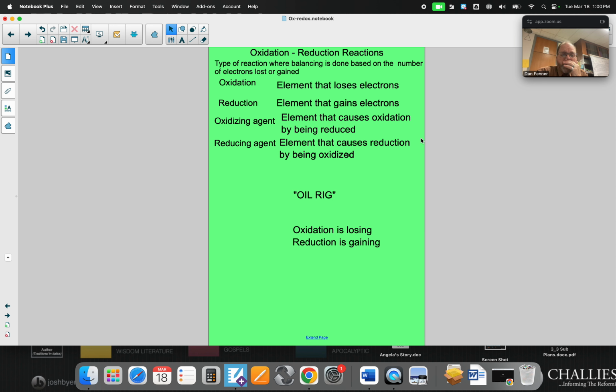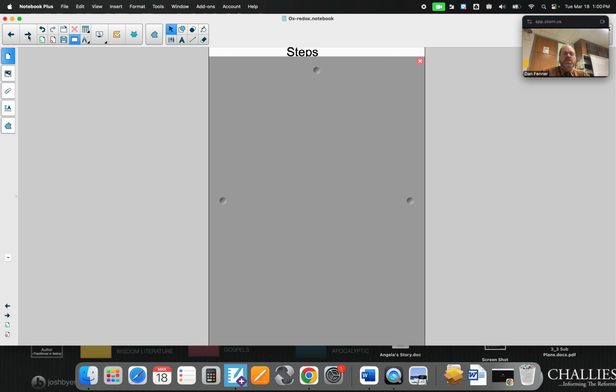Now we have a way of trying to remember this. Think OIL RIG. OIL RIG, yes. Oxidation Is Loss. Reduction Is Gain. So OIL RIG. Oxidation is losing. Reduction is gaining.